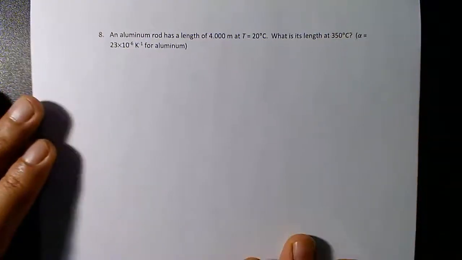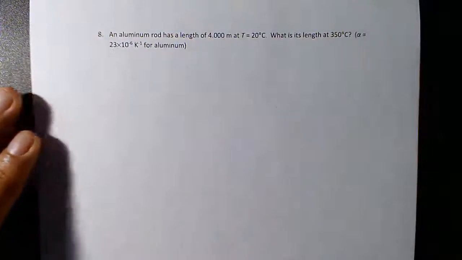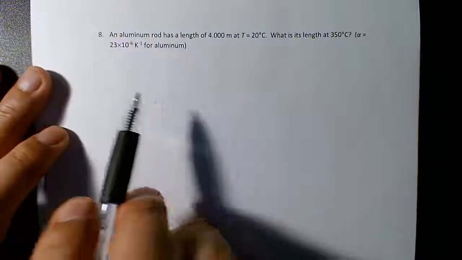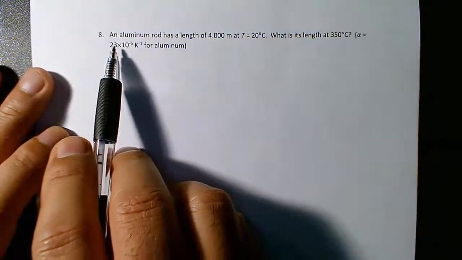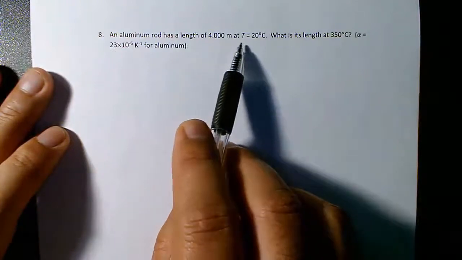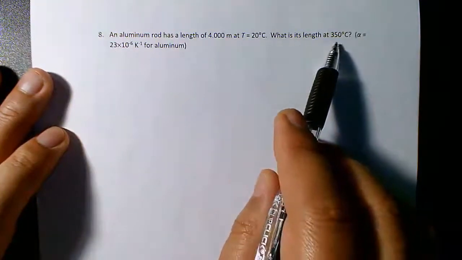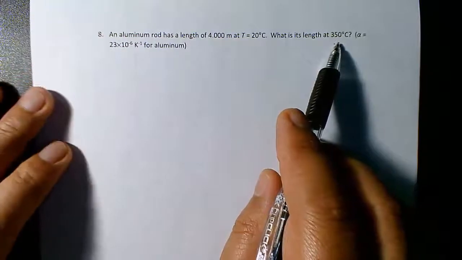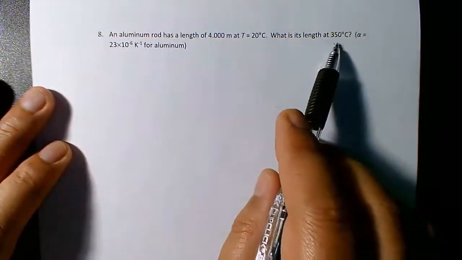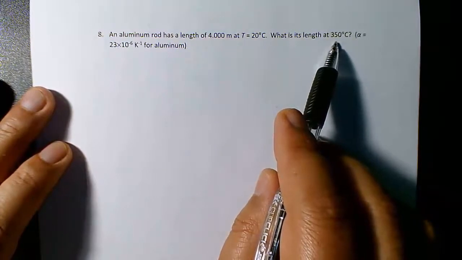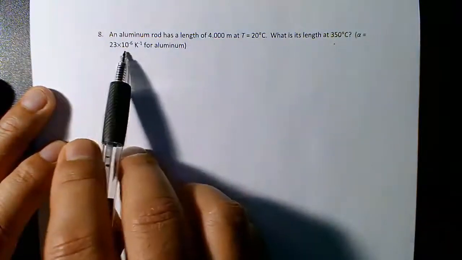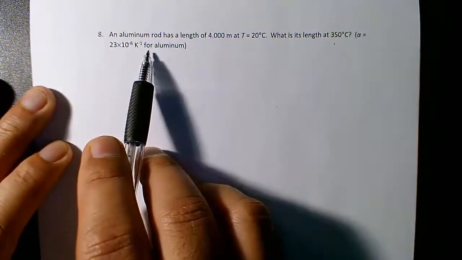So now, for the last chapter, these are some problems on thermal expansion of solids, right? So here's the first question, a really easy problem. An aluminum rod has a length of 4 meter, exactly 4 in 4 sig fig, at 20 degrees Celsius. What is its length at 350 degrees Celsius? Obviously its length will be longer, but how much? And alpha, which is the thermal expansion coefficient for aluminum, is that much. And that's a really easy problem.